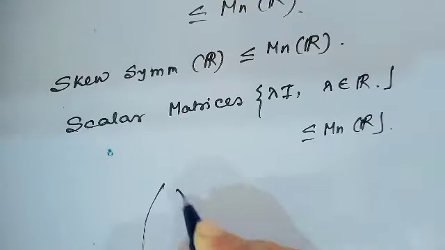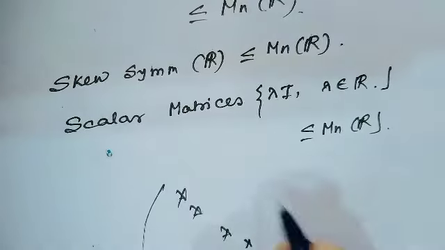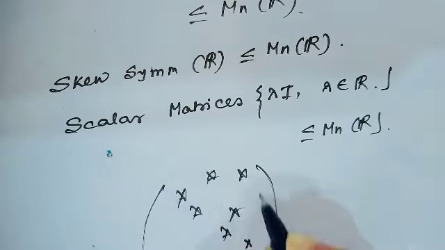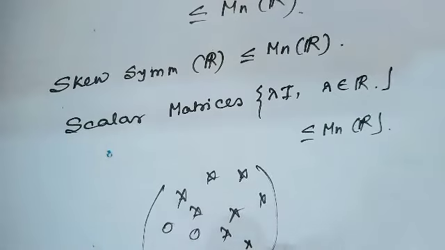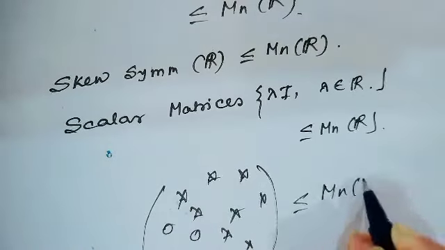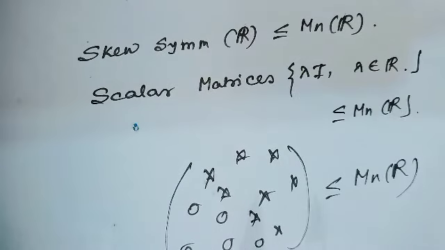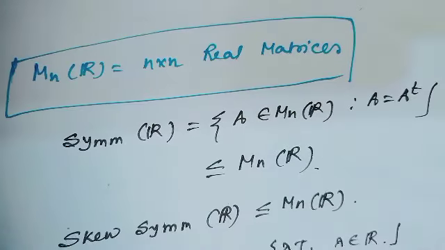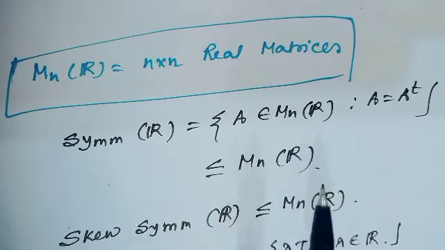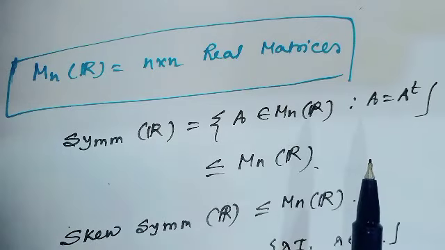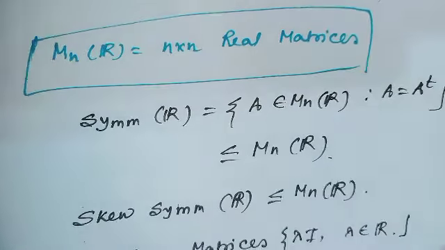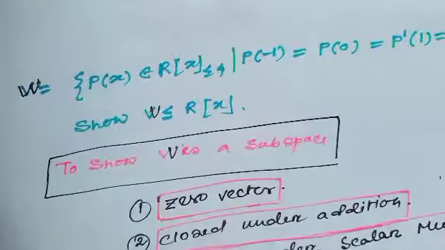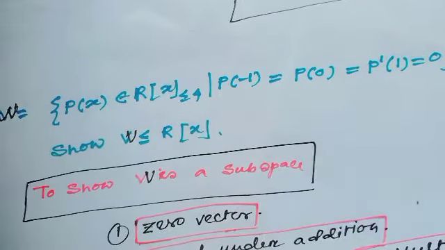Also, if we consider all upper triangular matrices, these are also a vector subspace of MNR. Similarly, all lower triangular matrices or diagonal matrices are all vector subspaces of the set of all n cross n real matrices. That means for n cross n real matrices there exist various types of vector subspaces. We will see a new type of vector subspace.